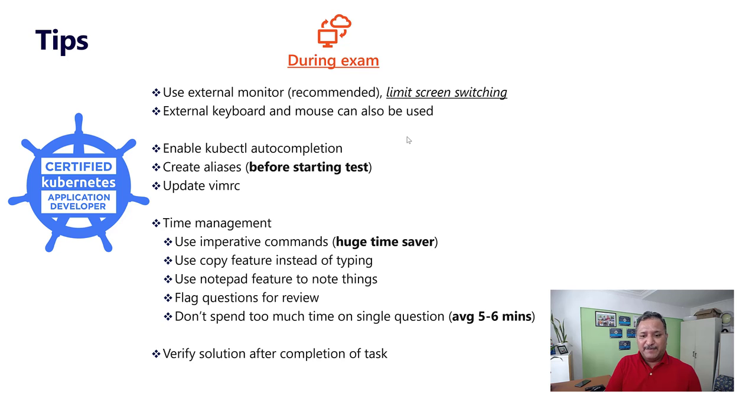And finally, don't forget to verify your solution after completing the task. I almost missed out on this during one of the questions where you had to create a particular manifest file, and that manifest file had to be created in a specific location. So what I was doing during the test was to put a prefix of the question number, like let's say 5, and then the type of object which has to be created, let's say deployment, and I would create the YAML file. So let's say I had a YAML file named 5deployment.yaml.